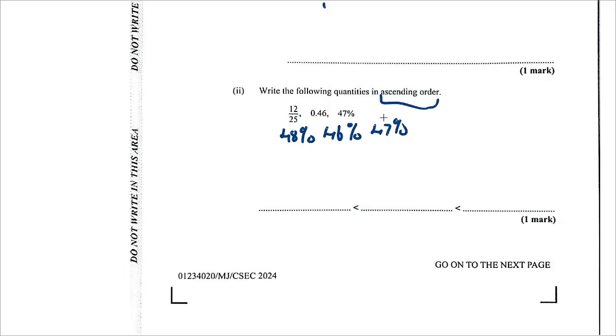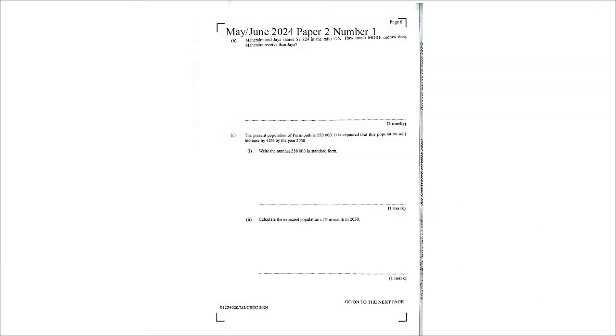Ascending order means it is going up. You're looking for the lowest to the largest. The largest is 48, which is 12 over 25. Below that is 47%. And below that is 0.46. And that would be the answer for this question. Let's go to the next one. Let me just zoom in.